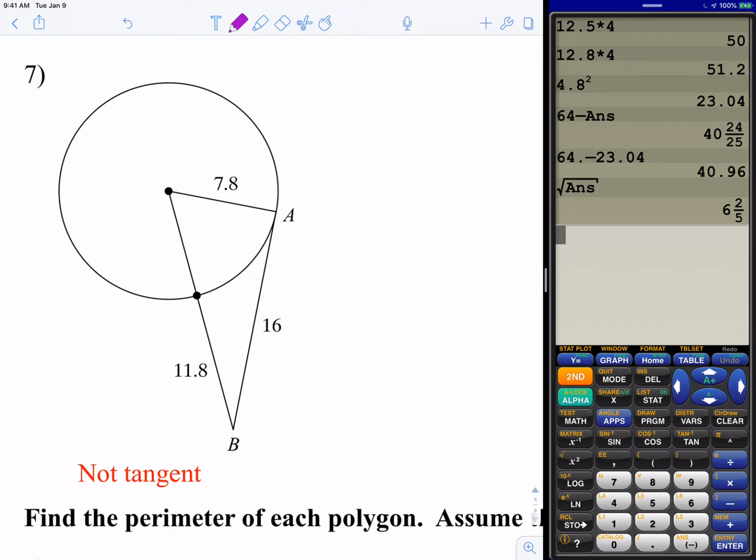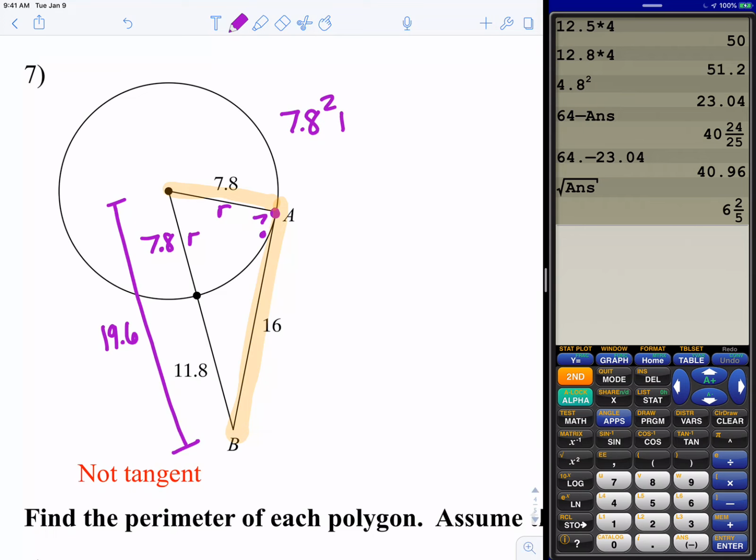Number 7, so the two radii are the same length, so this has to be 7.8. So this entire length right here is 11.8 plus 7.8, so it's 19.6 when you add those two together. This is the possible right angle here, so we use that as a leg and 16 as a leg. So you want to check and see, does 7.8 squared added to 16 squared equal 19.6 squared? And it turns out that it does not again.